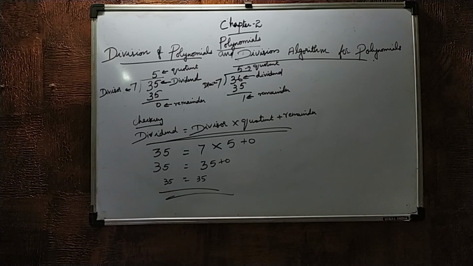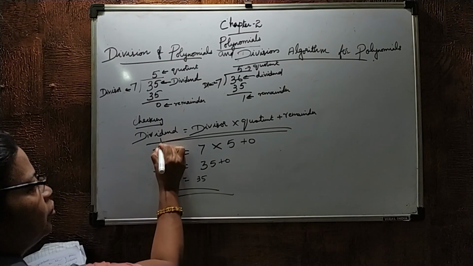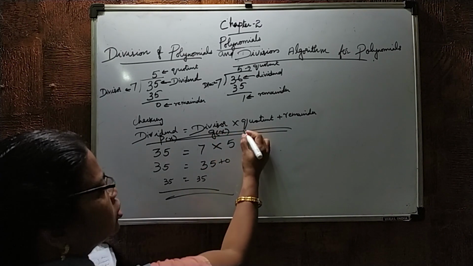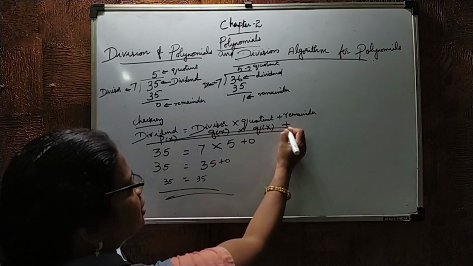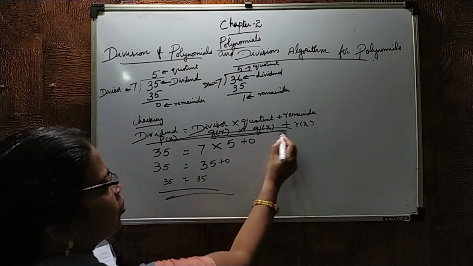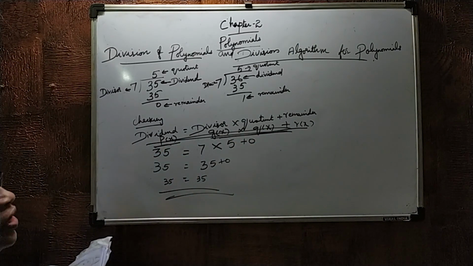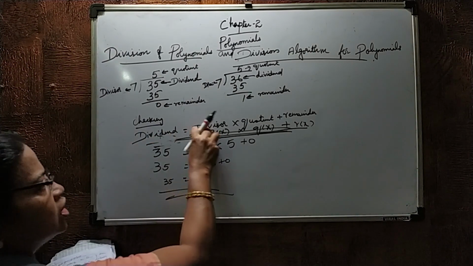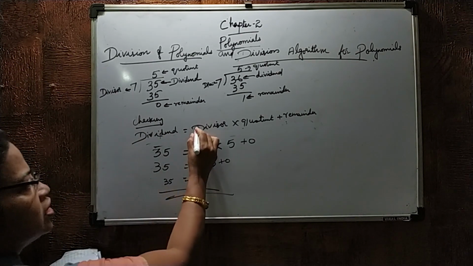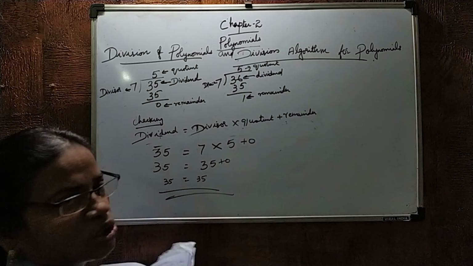Same thing we are using in the polynomial also. There will also be a dividend, that is called P of x. And the divisor is g of x. And quotient is q of x, plus remainder is r of x. And next time you have to prove this, that this side will be equal to P of x. That you will do it later. This is just the introduction. So just remember this statement: dividend is equal to divisor into quotient plus remainder. When you are writing it with polynomials, it is called the division algorithm for polynomials.